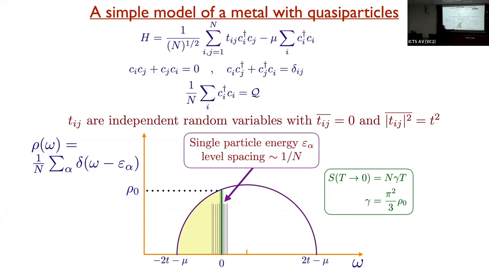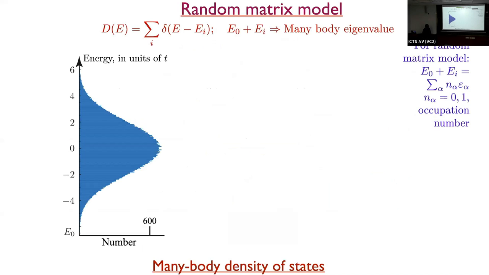So this is the semicircle density of states. This is the model we've just solved. Here's an actual picture of D of E. We just take all possible many body states and compute D of E. This is for a system of about 20 sites or something, but you can easily do hundreds of sites, no problem. This is what you get. Of course, this D of E is very large. Look at the number of states, 600 here.